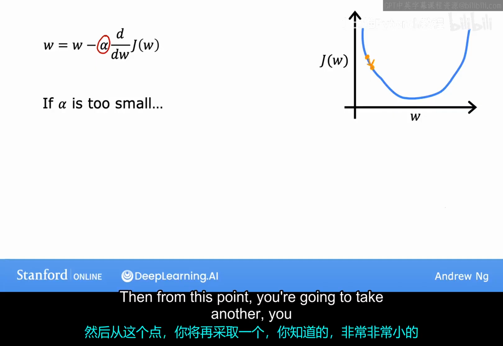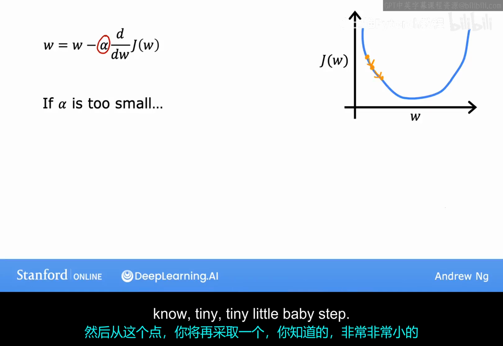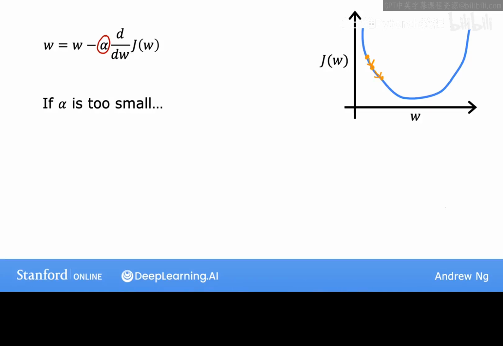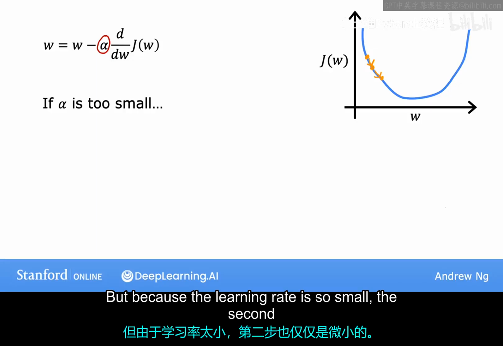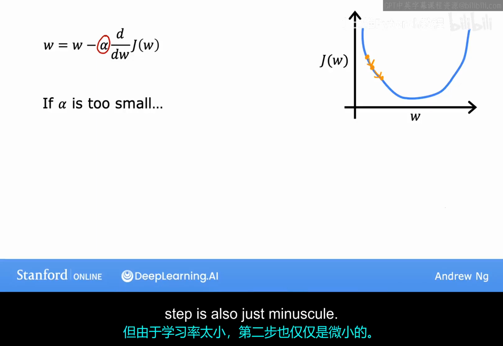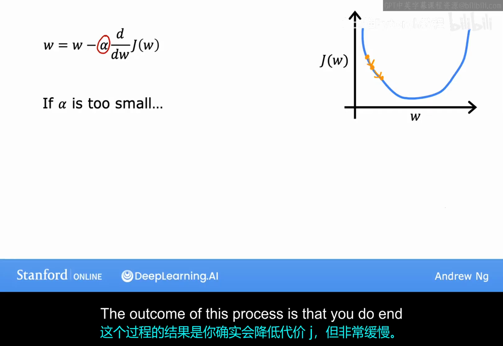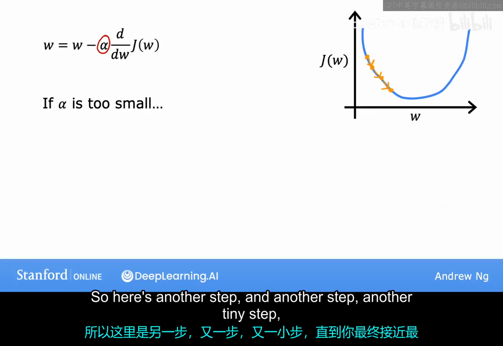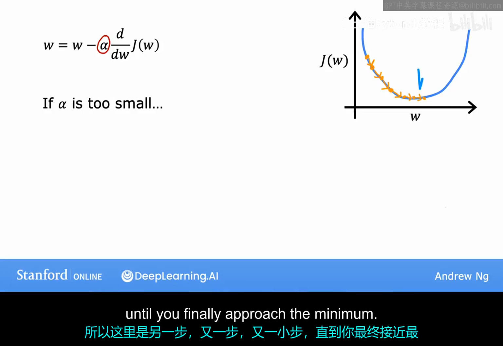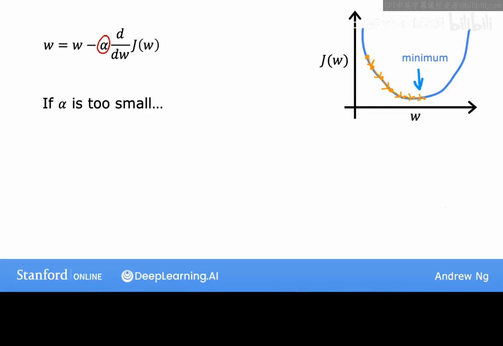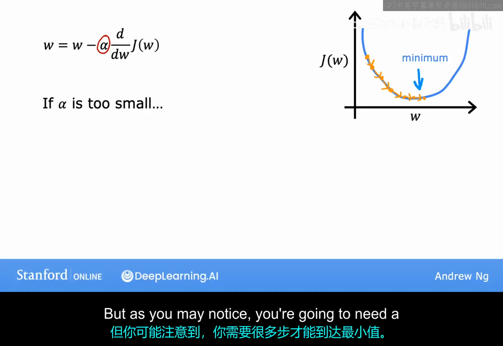Then from this point, you're going to take another tiny little baby step. But because the learning rate is so small, the second step is also just minuscule. The outcome of this process is that you do end up decreasing the cost J, but incredibly slowly. So here's another step, and another step, another tiny step, until you finally approach the minimum. But as you may notice, you're going to need a lot of steps to get to the minimum.